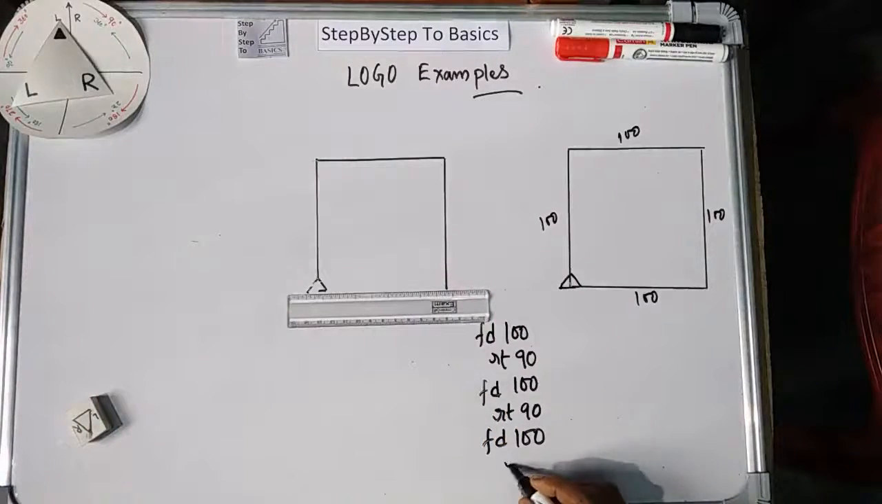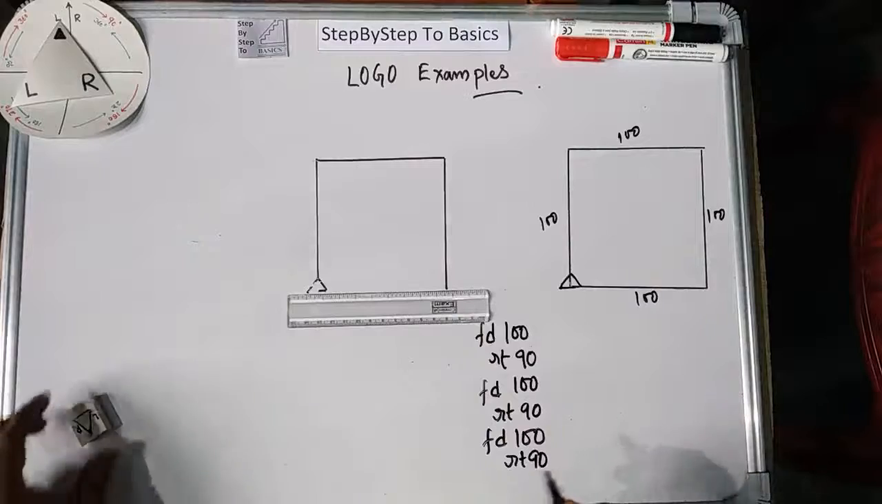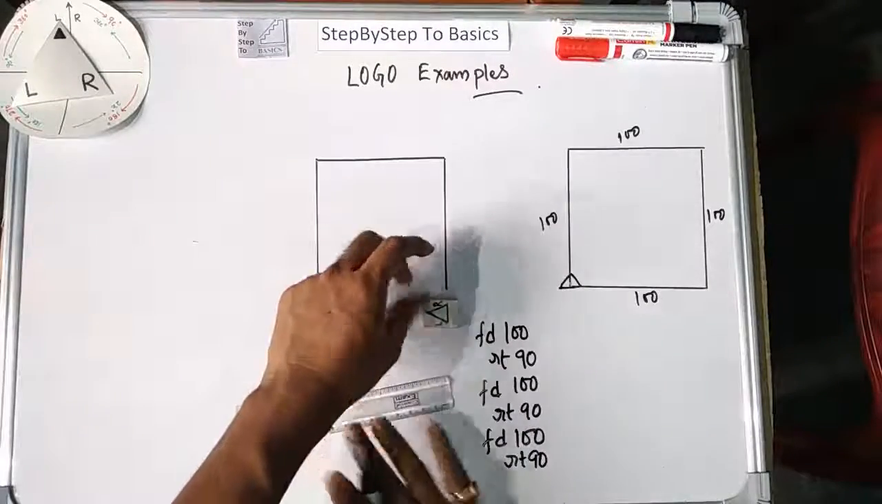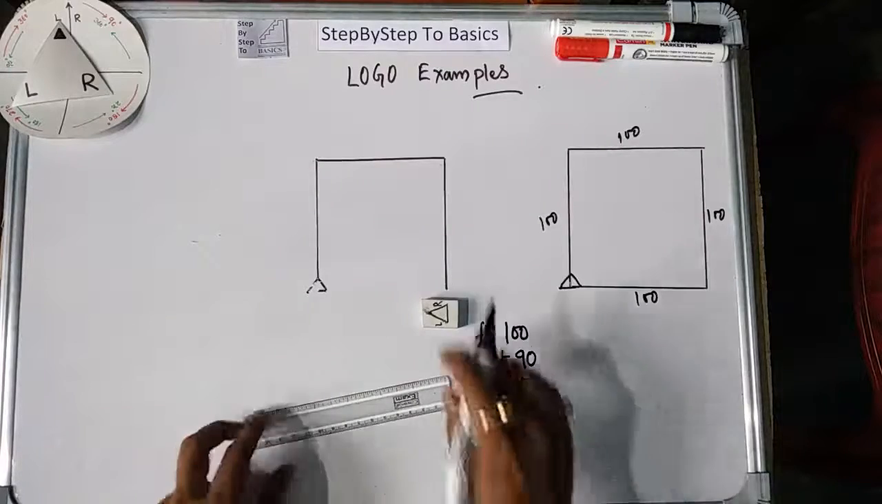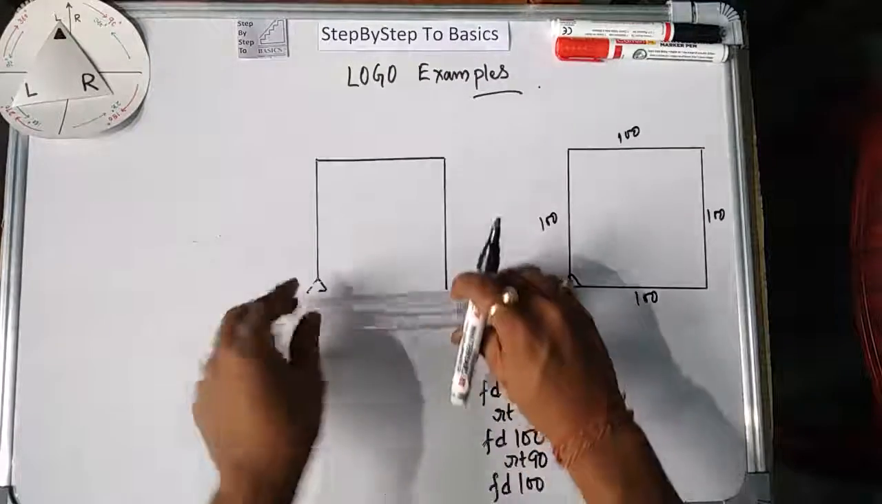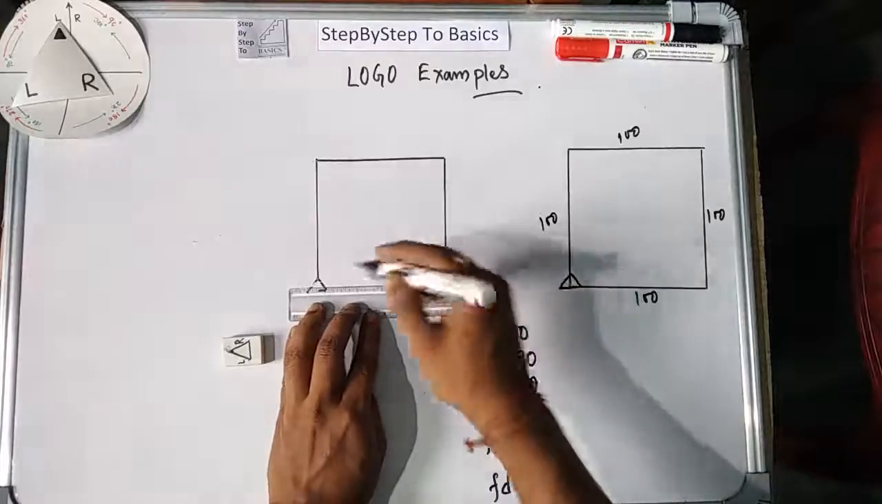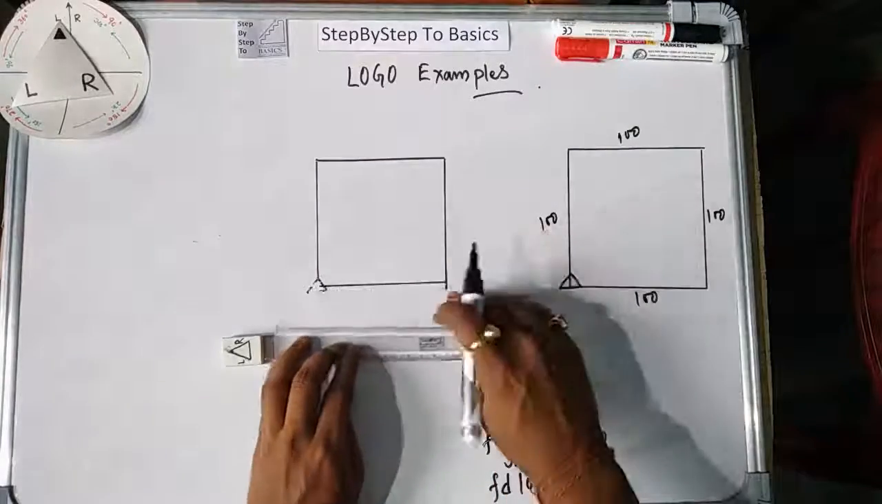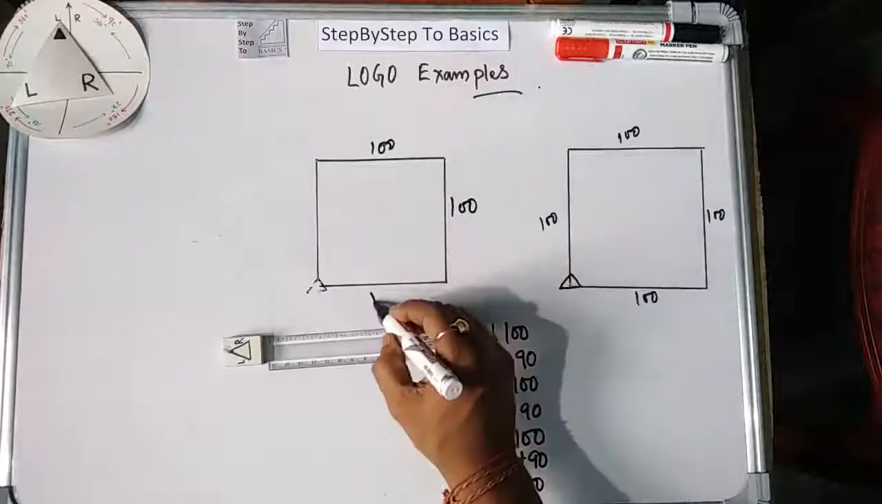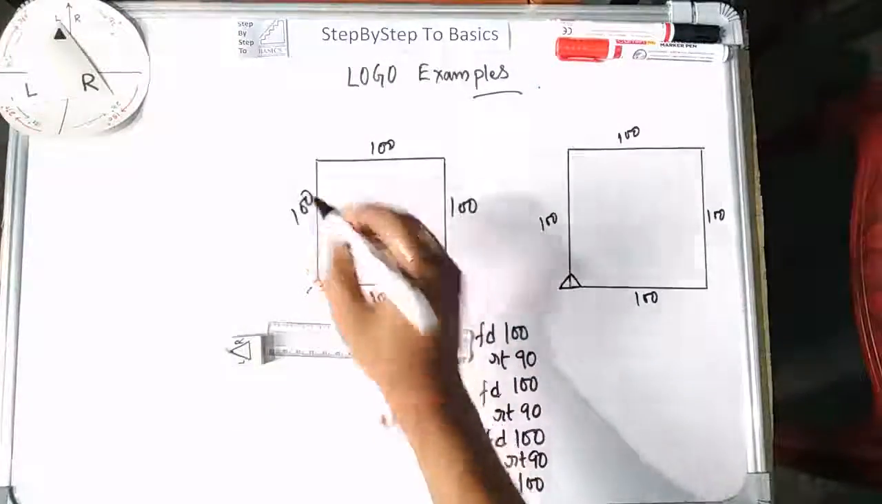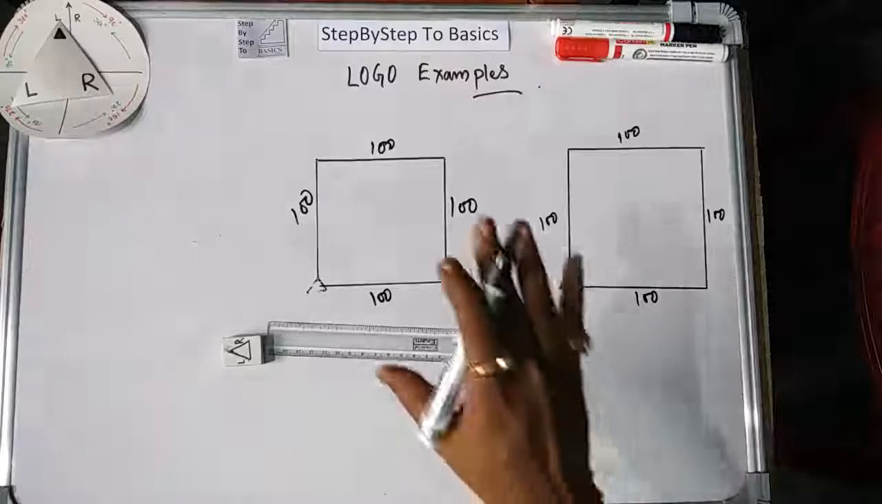And then it will just turn this way. Now I need to move it also, so again I need to write FD 100. If I write FD 100, it will join here. So it will become a square, and every side is 100 steps. This way we achieve the first example.